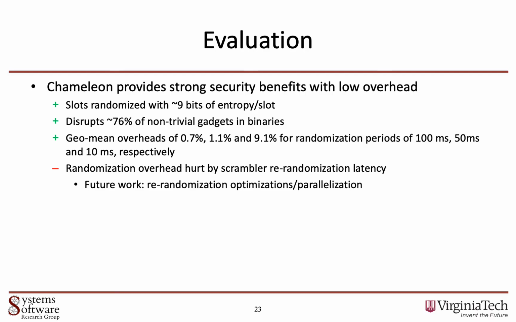The randomization overhead was hurt by the scrambler re-randomization latency, however, because the event handler thread has to wait for the scrambler to finish generating the next randomization epoch before it can do the switch. This leads us to future work where we can increase the performance of this scrambler.